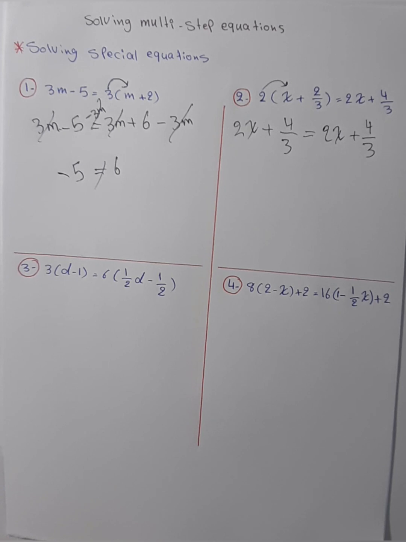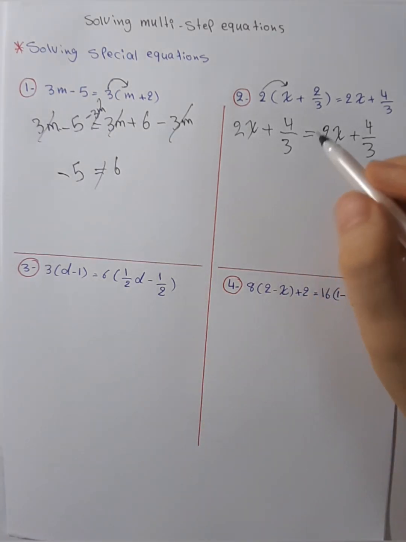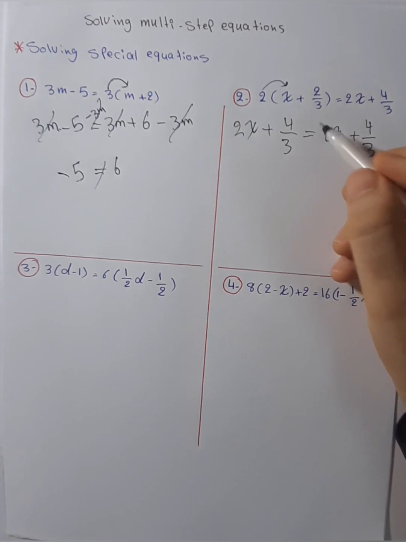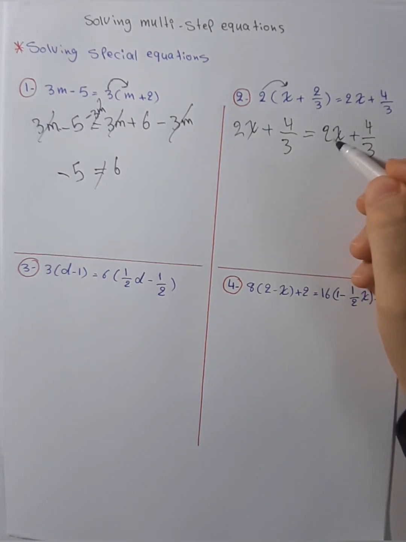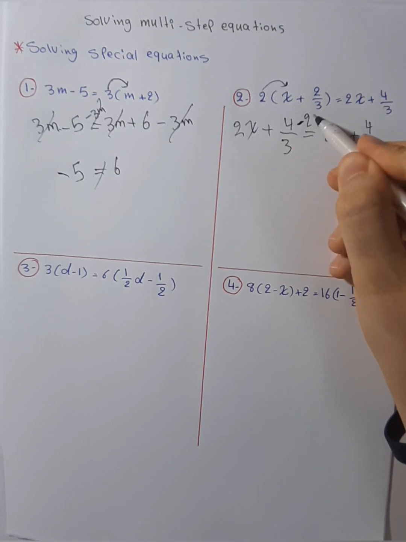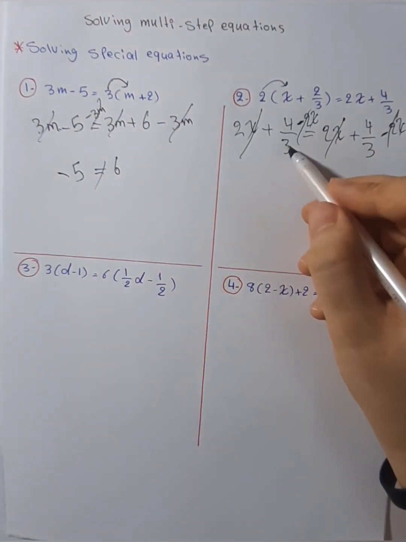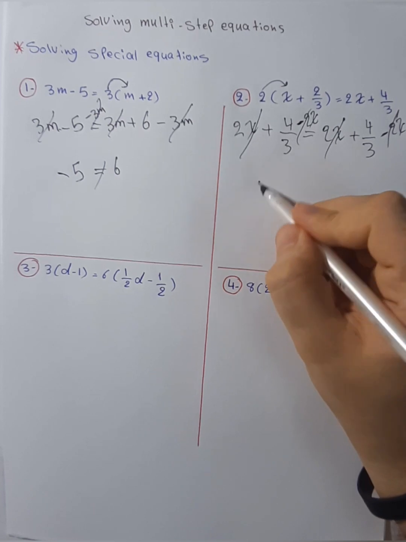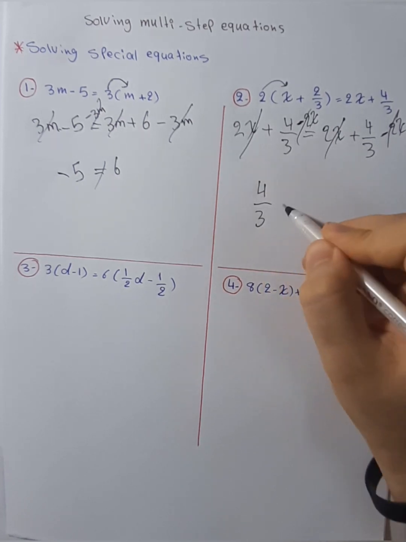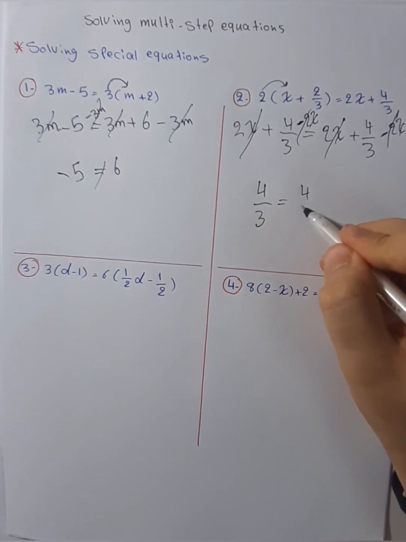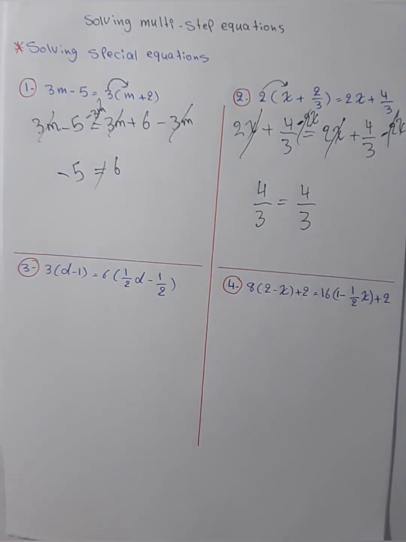After that, we have to subtract both sides by 2x. Subtract 2x and subtract 2x. These two like terms are reduced. On the left side, 4 out of 3 stays, and on the right side 4 out of 3 stays. So 4 out of 3 equals 4 out of 3. It means this equation has infinite solutions.